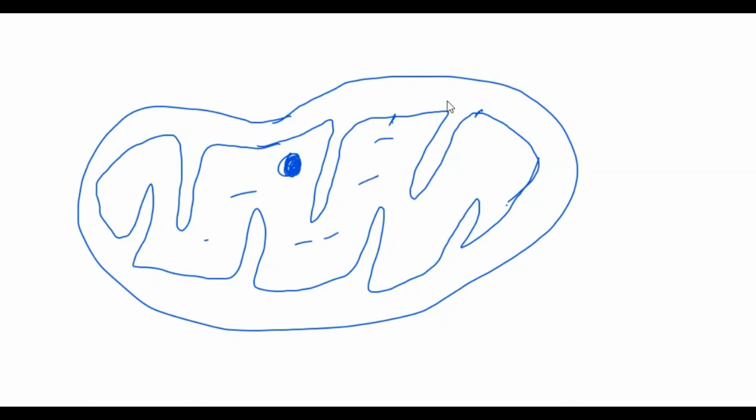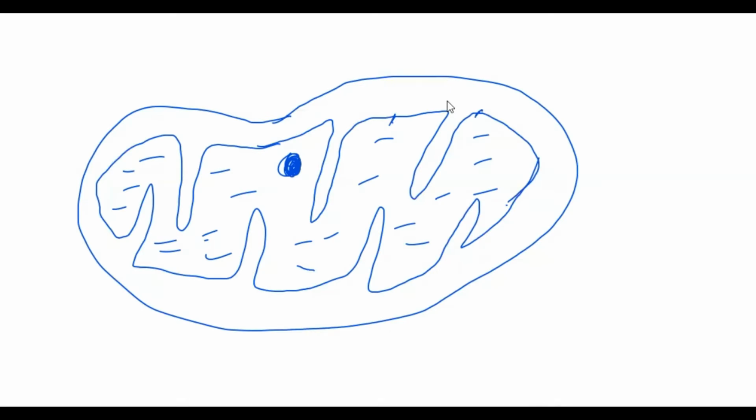Then it has a fluid. This fluid, we call it matrix. Remember that for the chloroplast, we say the fluid inside the chloroplast, we call it a stroma. We can give you the question to give the difference between the chloroplast and the mitochondrion. Don't forget that chloroplast is used for photosynthesis, while mitochondrion is used for respiration.